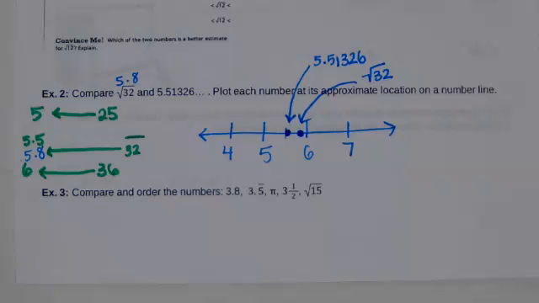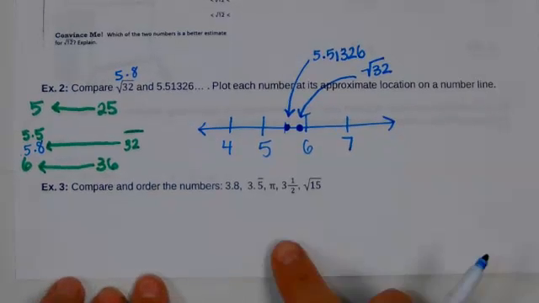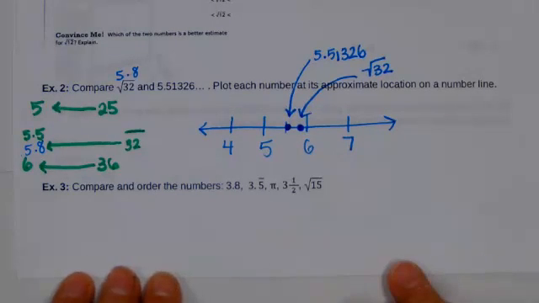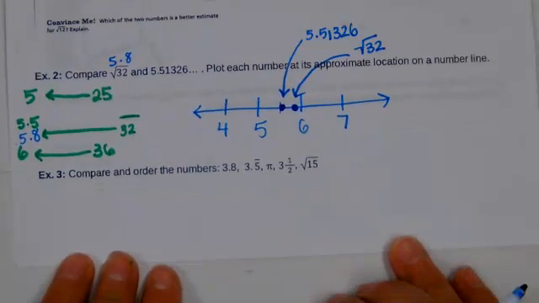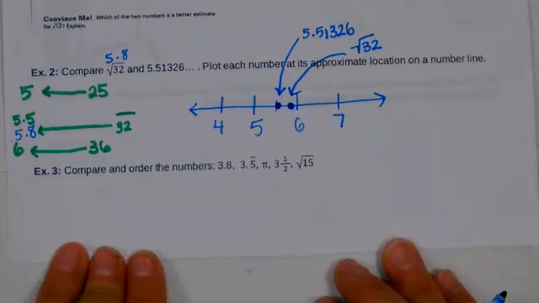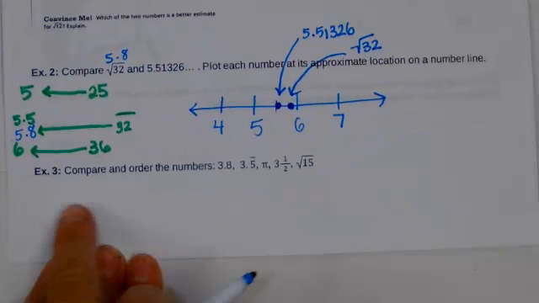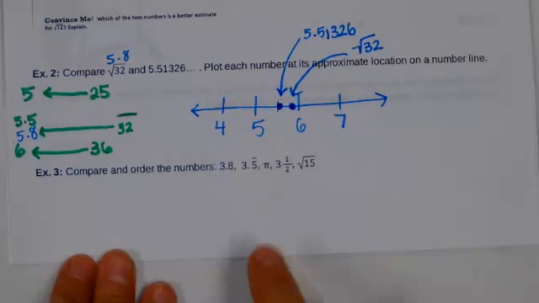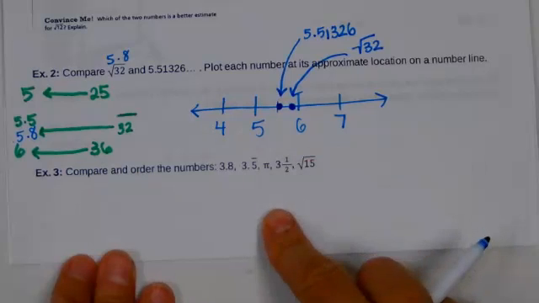Okay, for the sake of length, I am going to run through this last example rather quickly. And then if you have questions, you can make sure that you see me or email me and I'll get back to you and I can help you out. So compare and order the numbers, right? We don't have to make a number line, but we do have to put these numbers in order.